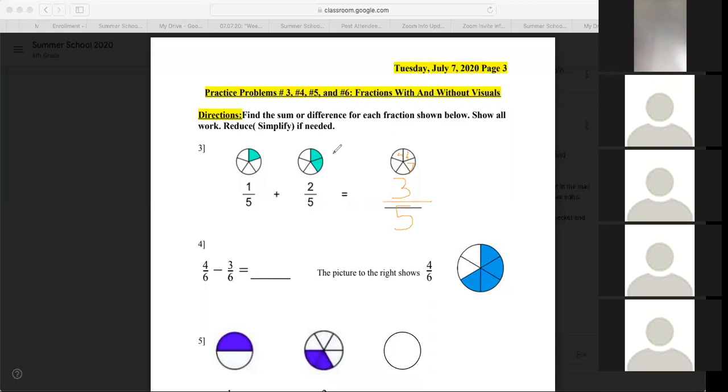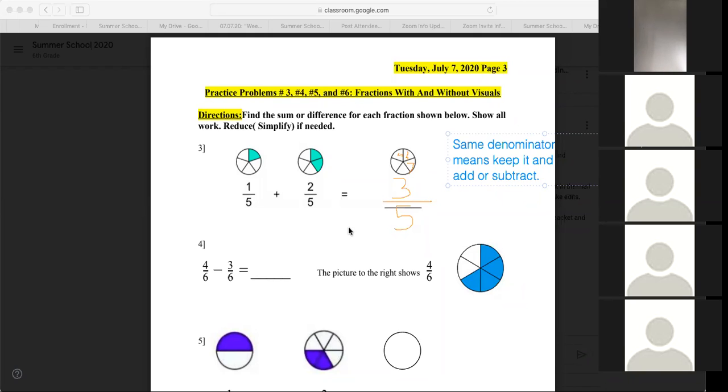Good. So we're going to write a little note here. There's what it looks like on the visual. So we're going to write: same denominator, we keep. Please write these notes. Same denominator means you keep it and you either add or subtract.